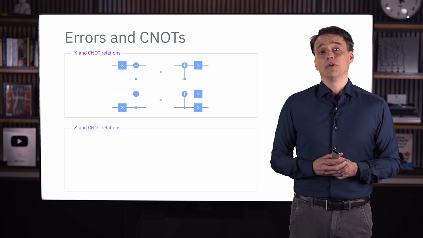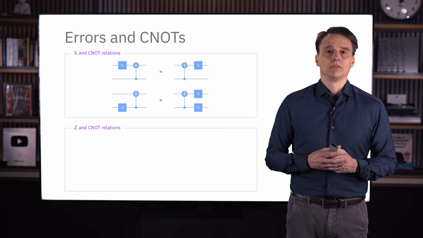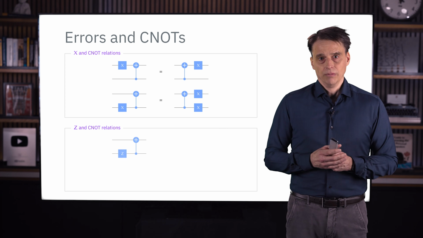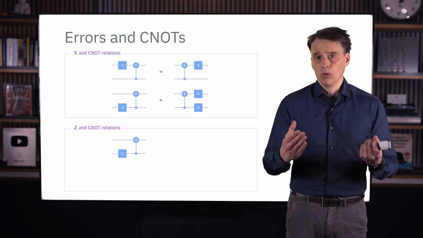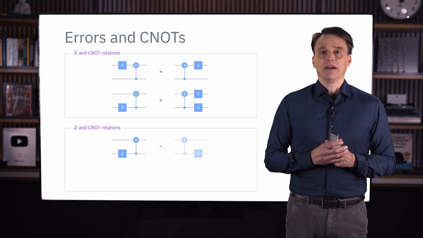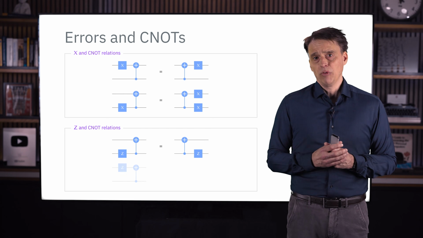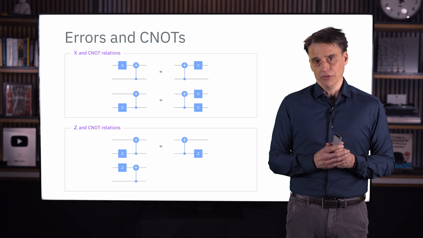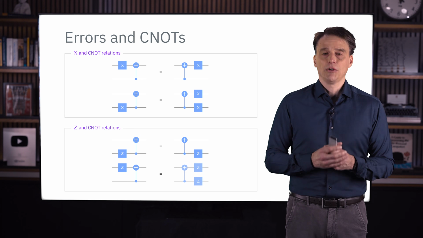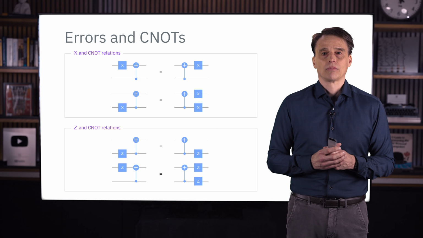The situation is similar for Z errors, except that the roles of the control and target qubits switch. In particular, if we perform a Z gate on the control qubit of a CNOT, and then perform the CNOT, then that has the same effect as performing the Z gate after the CNOT. But if we perform the Z gate on the target qubit instead, then that's equivalent to first performing the CNOT and then applying a Z gate to both qubits.